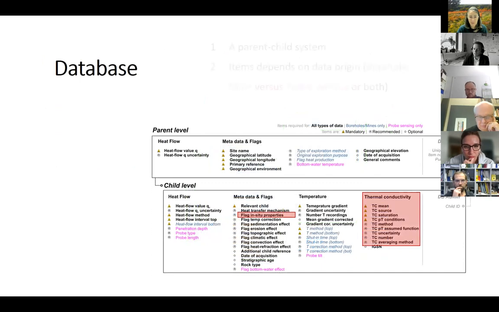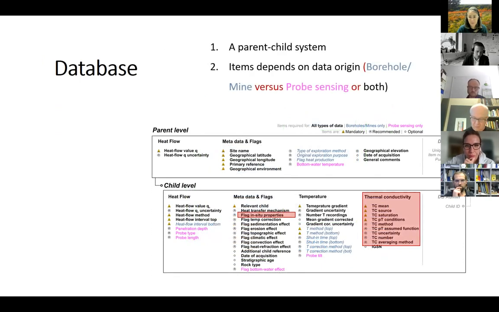Second point I would like to make: I know not every one of you has been part of the kickoff meeting last time. So the overall idea of a quality scheme follows the restructuring of the global heat flow database. The main issues here were that we now have a parent-child system of heat flow data included, and that we have extended the database structure by a lot of metadata items.